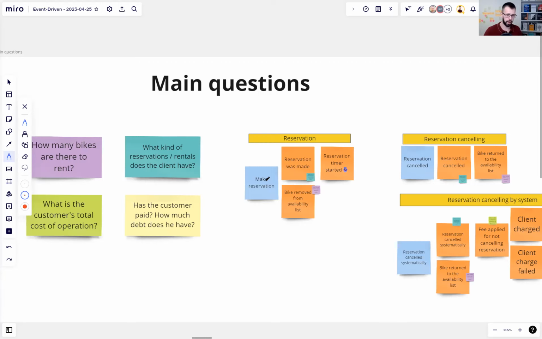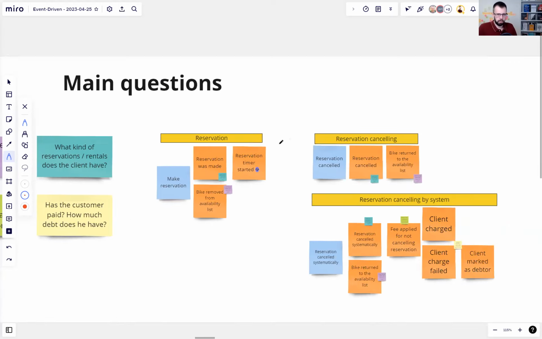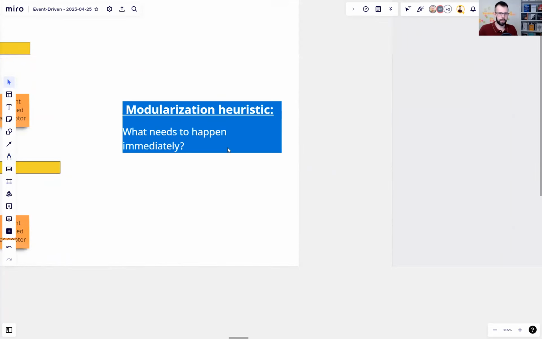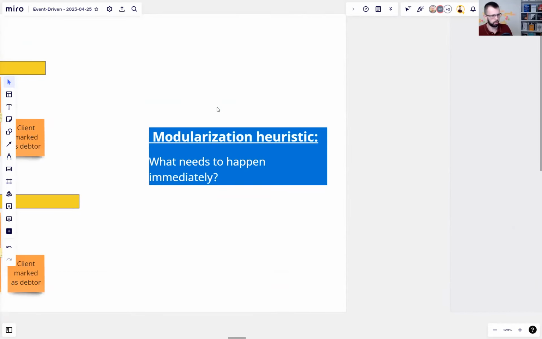So this is the first part, and then my next question is: what needs to happen immediately, what needs to happen transactionally? This is another question that we can ask to check what can or can't be separated, or what kinds of different processes we need to include, what kind of different process we want to have this kind of separation, a separation of domains, but also be able to be sure that our clients reserve the bike.